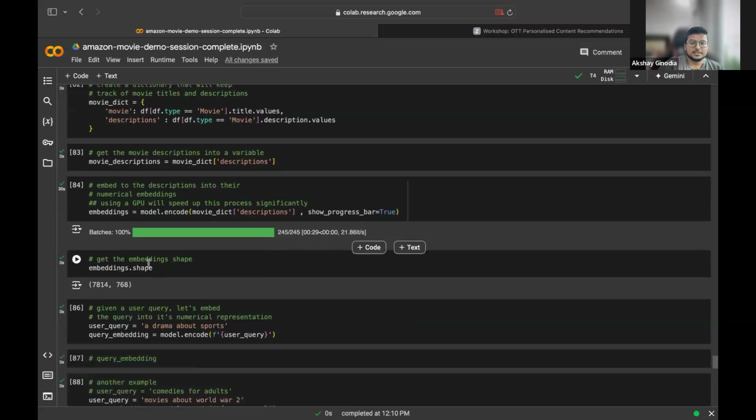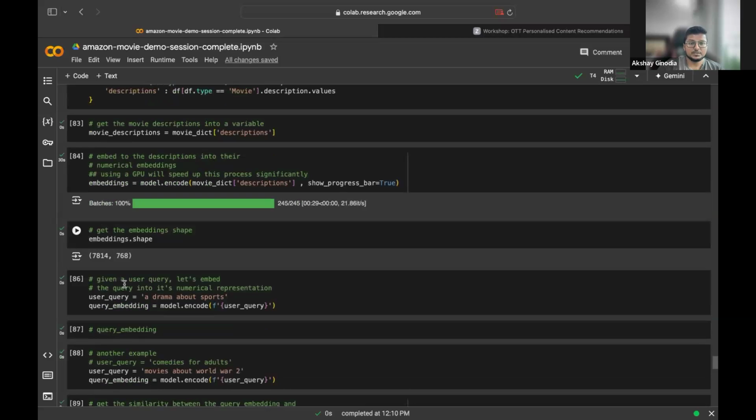Now this is my embedding shape. These are the number of descriptions that I have, so this is for movies. That's why those are the number of movies. And 768 is the number of columns, or embedding dimensions. Like one hot encoding had n columns, which is n number of categories, this embedding has 768 shape. This is because this is predefined for the model that I'm using.